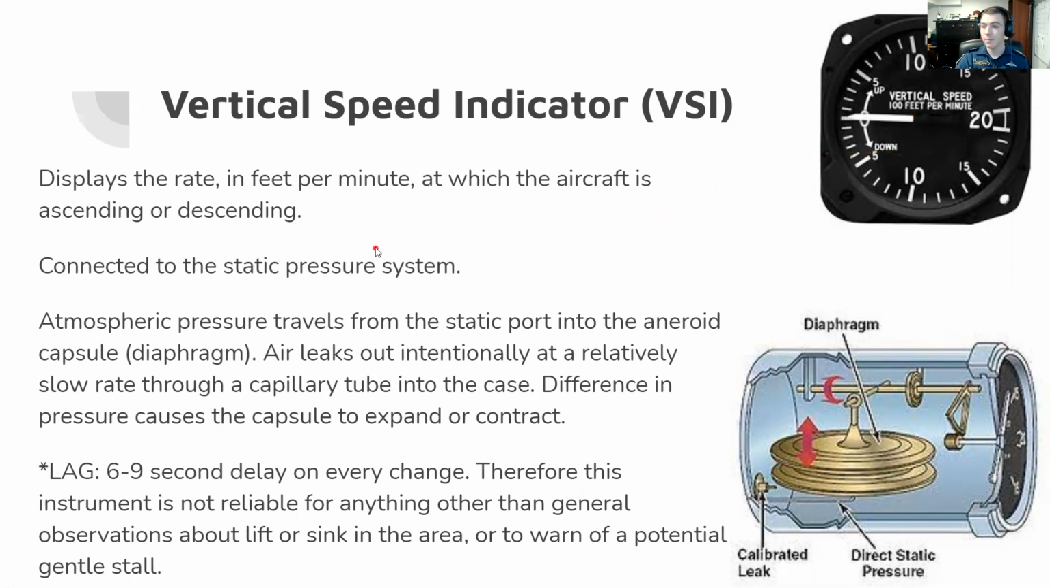Anyway, this instrument is connected to the static pressure system. So the atmospheric pressure travels through the static port into the aneroid capsule. And as you can see just down here, I'm not sure if it's blocking it off with the zoom thing, but there's a calibrated leak right here. So they intentionally leak out air through the capillary tube, which is this, into the casing, unlike the other instruments where it was a vacuum. So the difference in pressure is going to cause this capsule to expand or contract, same premise as before. And then you can read your vertical speed on the dial.